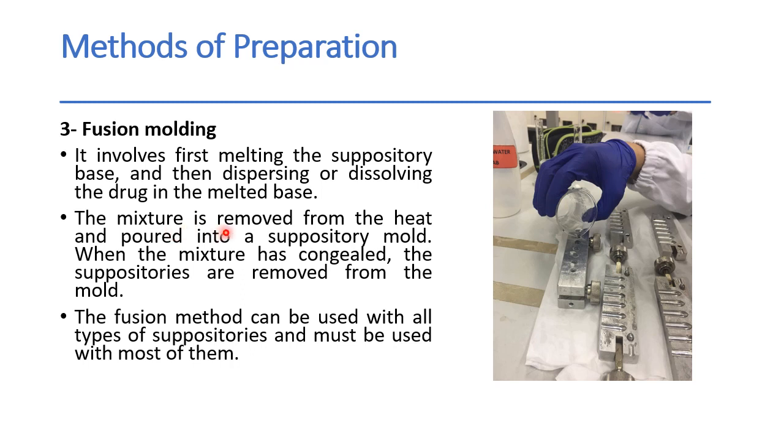The mixture, which is liquid now, is removed from the heat. Of course, we need heating to melt the base. And then this mixture, as we said, is removed from the heat and poured into the mold. After the mixture has congealed, the suppositories can be removed from the mold. This method can be used with all types of suppositories and must be used with some of them.